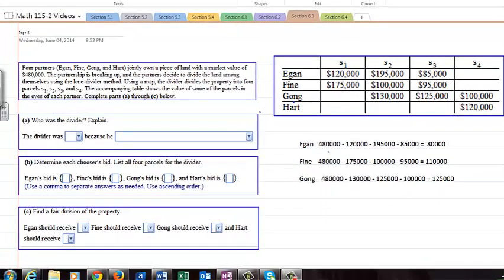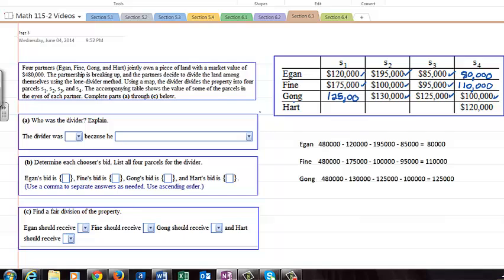Egan, $480,000 minus $120,000 minus $195,000 minus $85,000 equals $80,000. Fine, $480,000 minus $175,000 minus $100,000 minus $95,000 equals $110,000. Gong, $480,000 minus $130,000 minus $125,000 minus $100,000 equals $125,000. Hart is a special case.